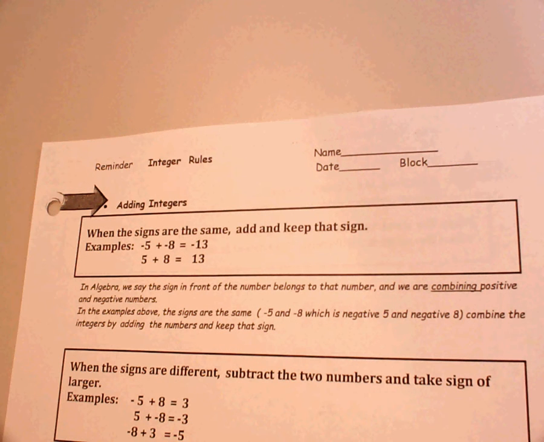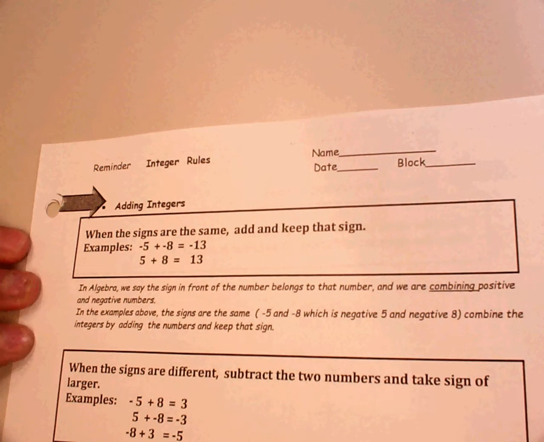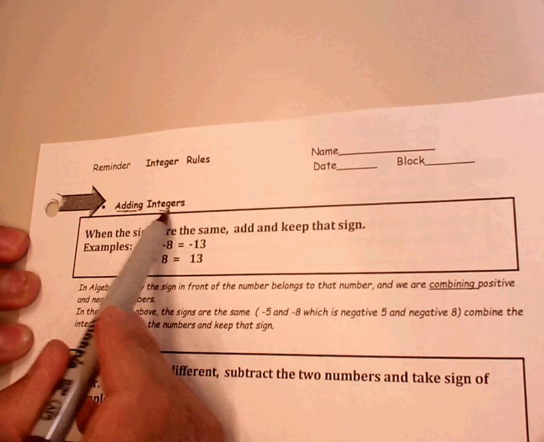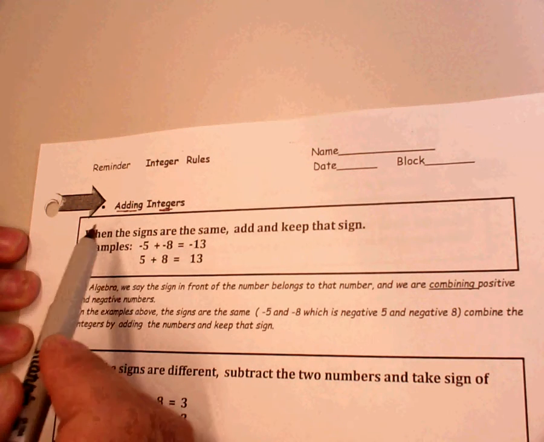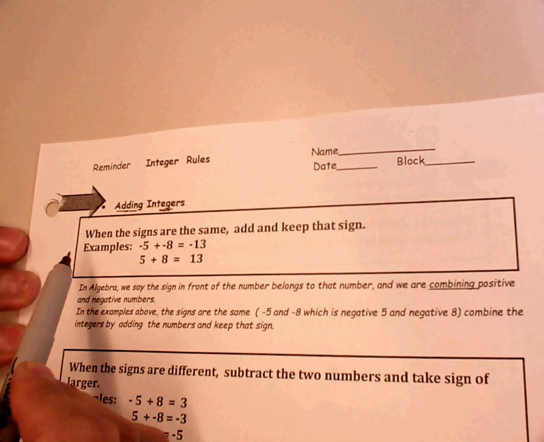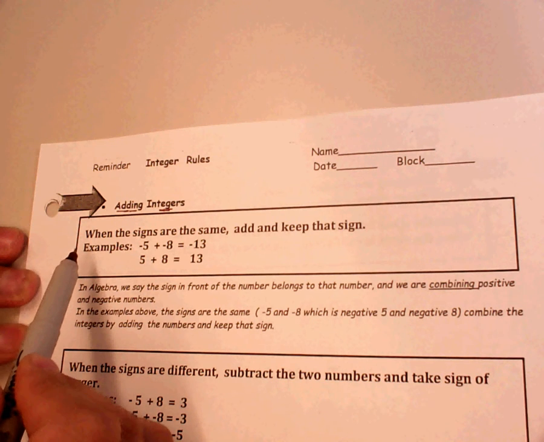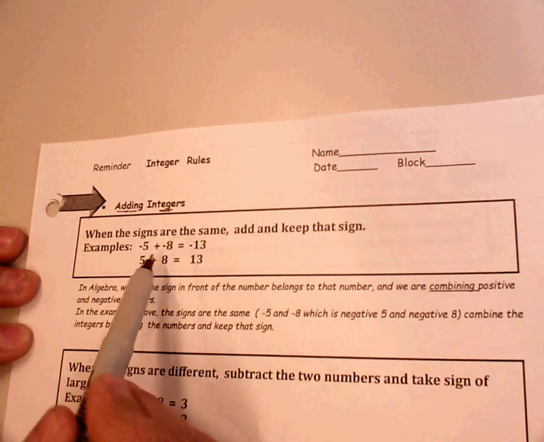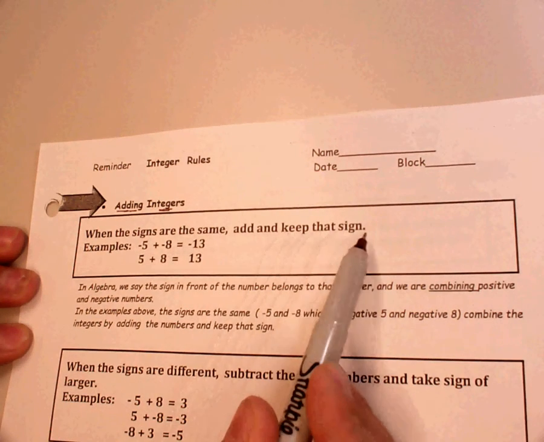Hello everyone. We're going to start with integer operations, and our first operation is addition, adding integers. We will review adding integers together. When we add integers, we will start with a simple type. Whenever the signs of the integers are the same, we will add them together and keep the sign.